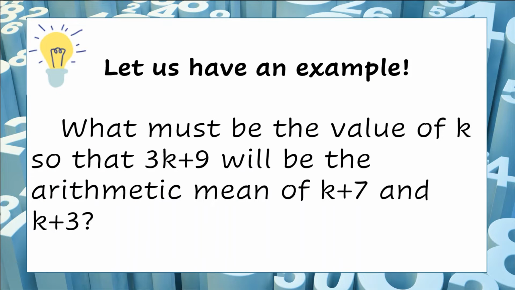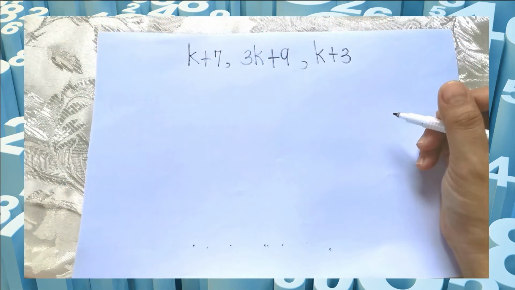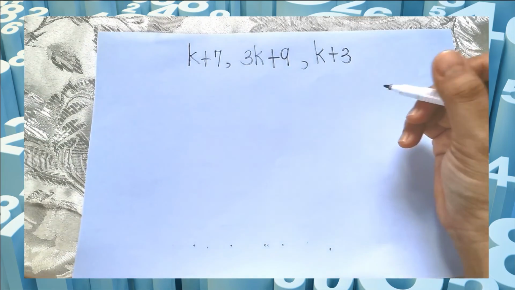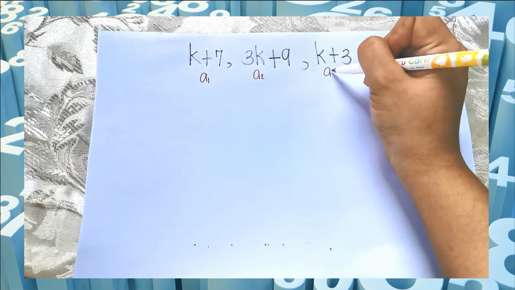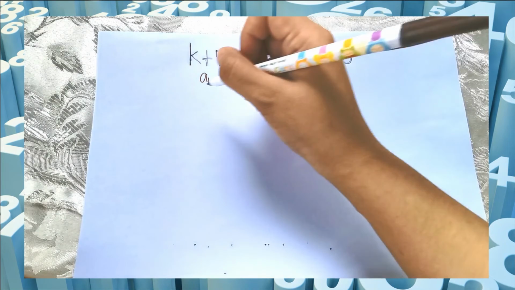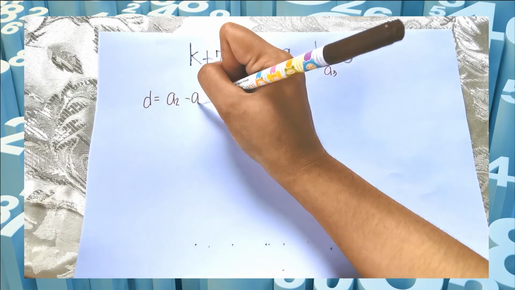How about this one? What must be the value of k so that 3k plus 9 will be the arithmetic mean of k plus 7 and k plus 3? To determine the value of k, we identify the terms. We have a sub 1, a sub 2, and a sub 3. Let us get the common difference. We will use a sub 2 minus a sub 1.